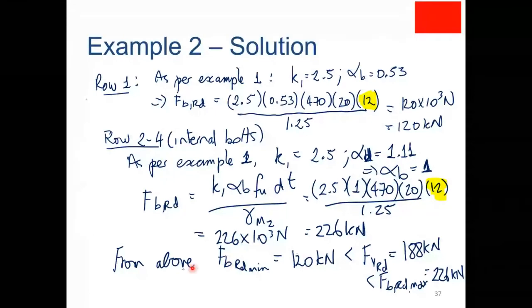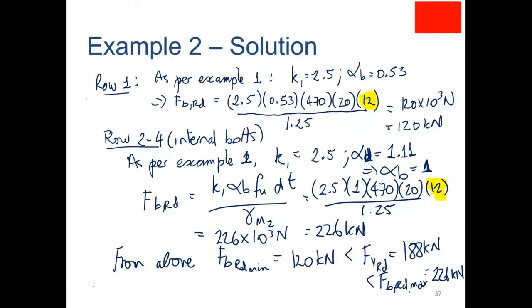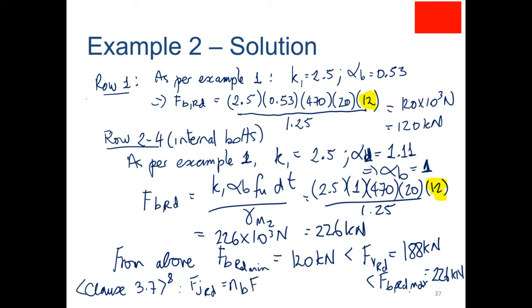Sorry, the shear would happen. So what the code has told us is, look, if we go to Eurocode 3 Part 1-8, clause 3.7, it tells us that the overall joint resistance is equal to the number of bolts times the minimum bearing resistance, which in this case is just 8 by 120, which is 960 kilonewtons. Okay, so that's what the code will tell us to do.